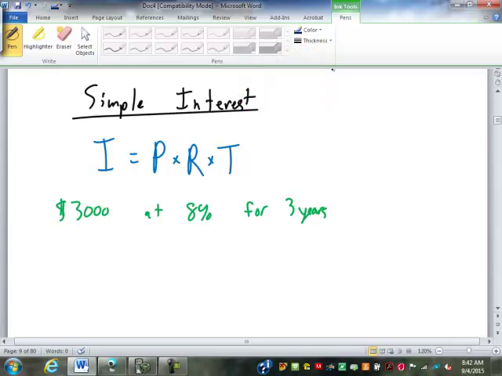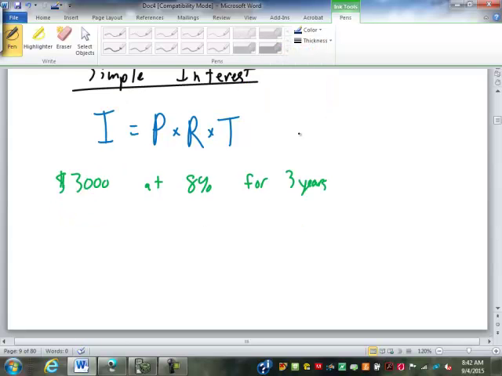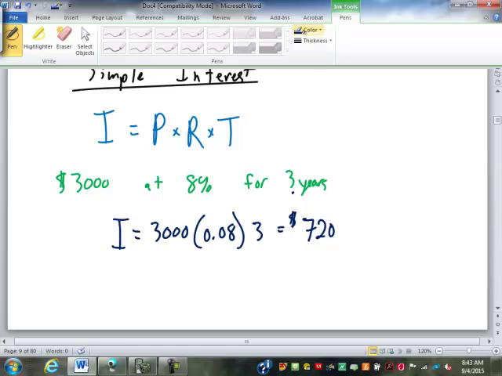Figuring out how much you're going to have to pay back at the end of the 3 years, you first have to find the interest. The amount of interest is going to be that principal of $3,000 times a rate of 8%, so 0.08, times a time of 3 years, which is going to give us $720. So that means at the end, you're going to pay back $3,000 plus $720 is $3,720.